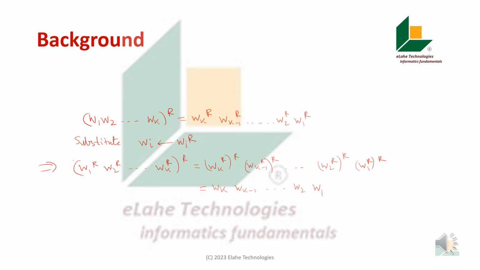This in turn equals WK, WK minus 1, and so on down to W1. This suggests an algorithm for the problem of word sequence reversal: reverse each individual word and then reverse the whole sequence.